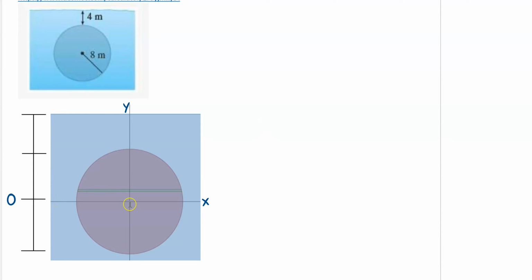It has a radius of 8, which means up to here would be 8. This would be -8. And at the top, we have to add another 4. So that would be 12. So there we go. So that would be 8, -8, 0, and then 12 is where we are.